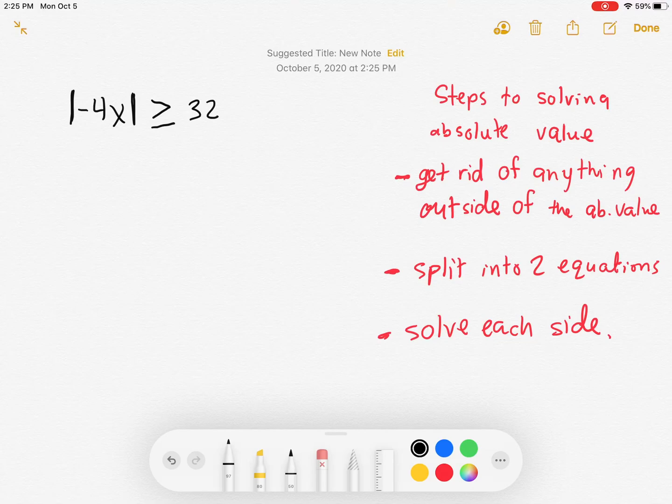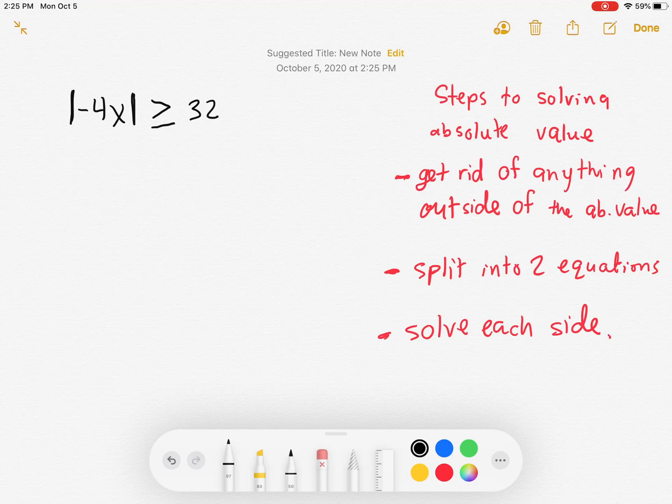about absolute value inequalities. Now, the steps to solve an absolute value inequality are almost identical to those for solving an absolute value equation, with just a few small tweaks that we'll go over here in this video. I've included those steps on the right-hand side, steps to solving absolute value equations. Get rid of anything outside of the absolute value.